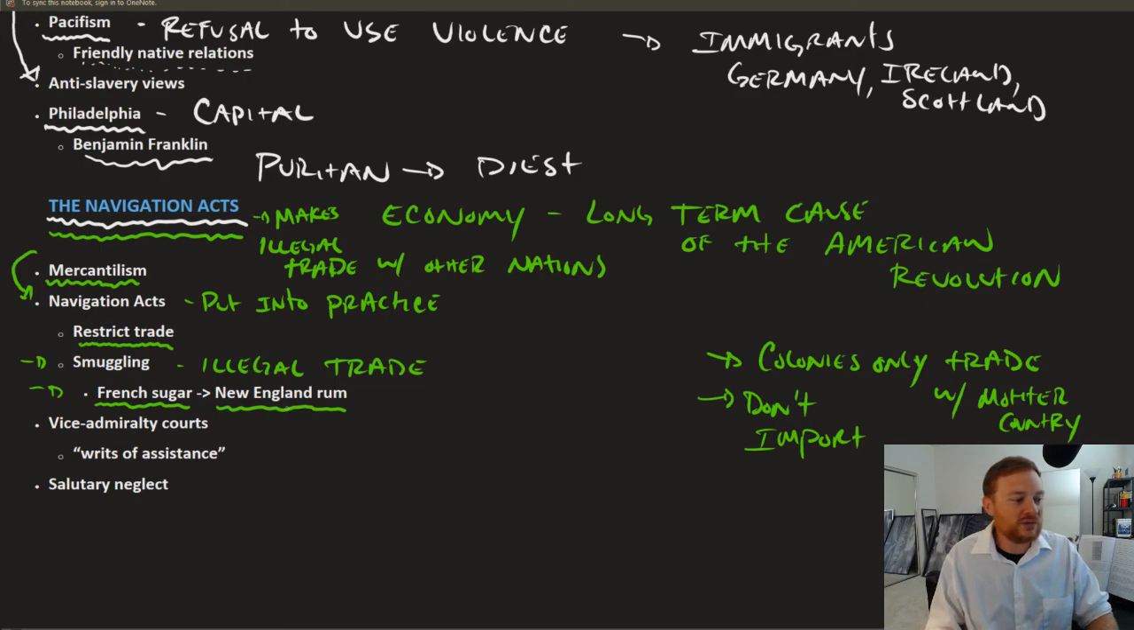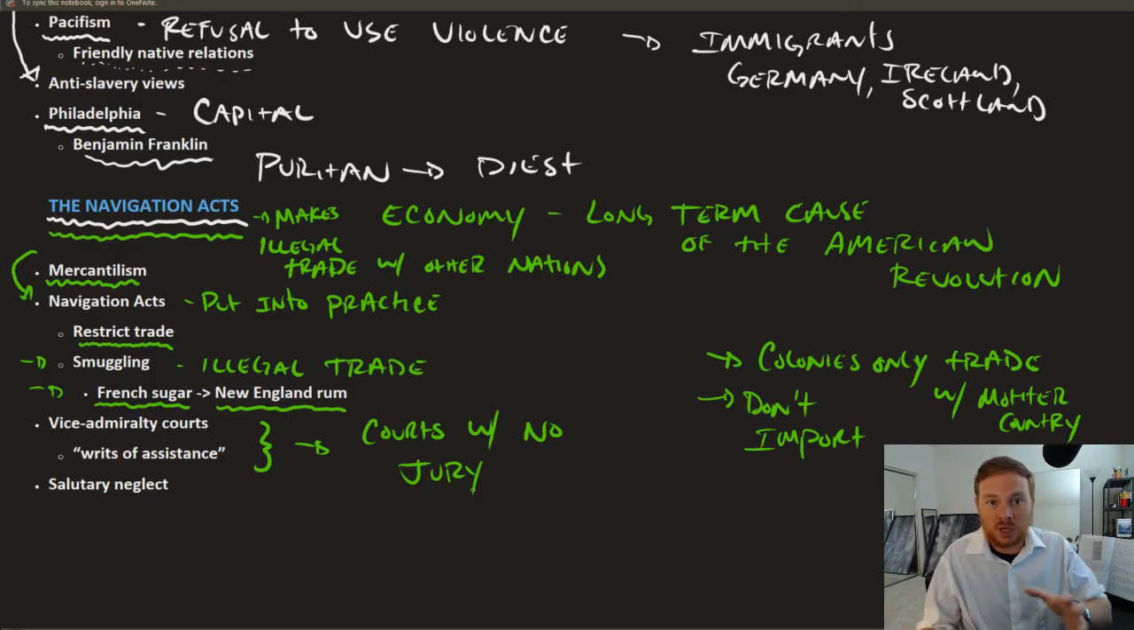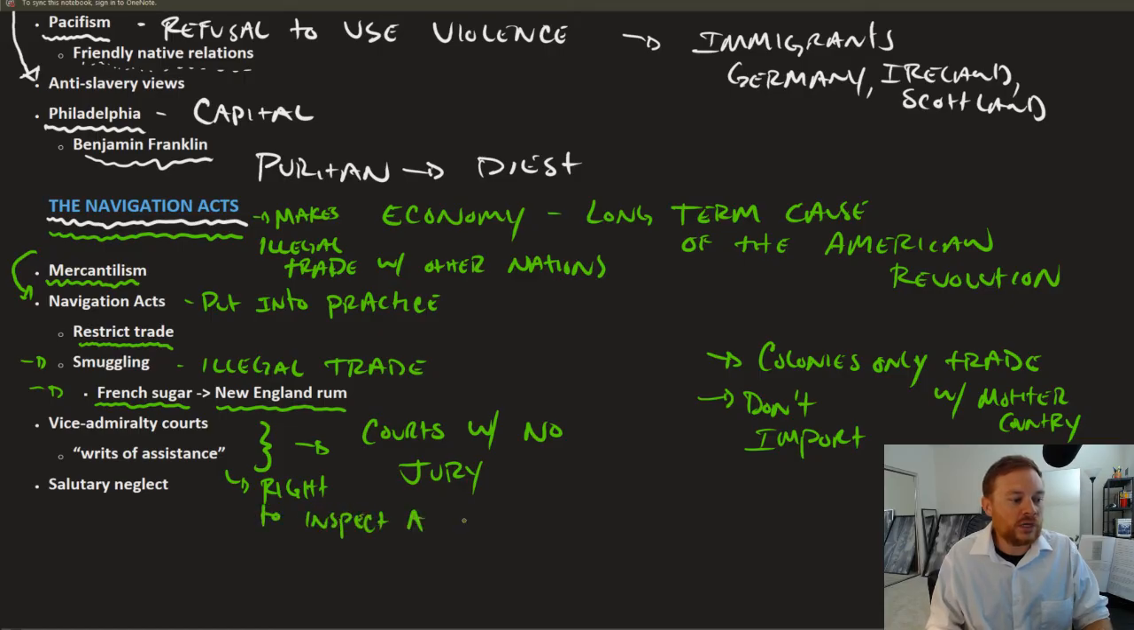It was also part of the Navigation Acts to establish what were vice admiralty courts. These were courts with no jury. And so if you were caught smuggling, you could be brought up before a vice admiralty court. And without what the colonists saw as a fair trial, you could be found guilty. All the customs agents needed was a writ of assistance. This was the right to inspect a colonial ship.